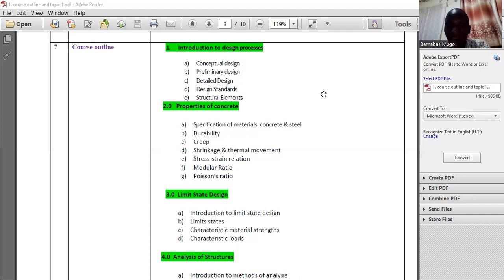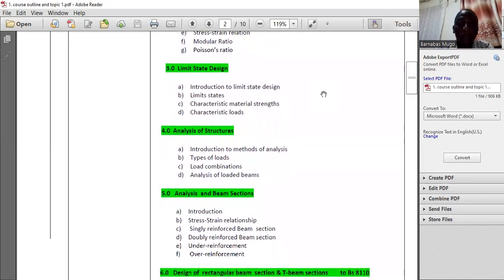We are going to look at other properties, that is durability, the modular relationship, the modular ratio, the stress-strain relationship, and also the Poisson's ratio. Then our third topic will be the limit state design.